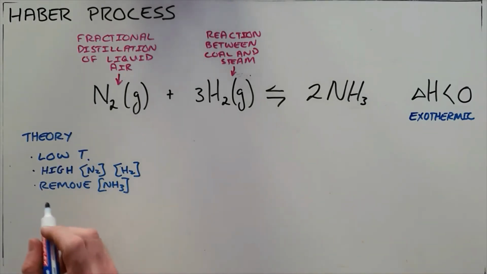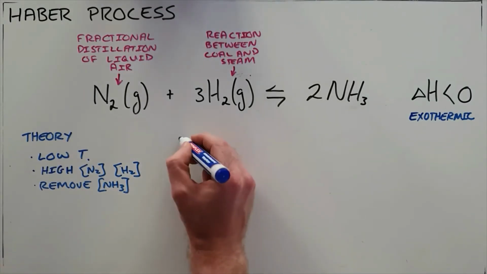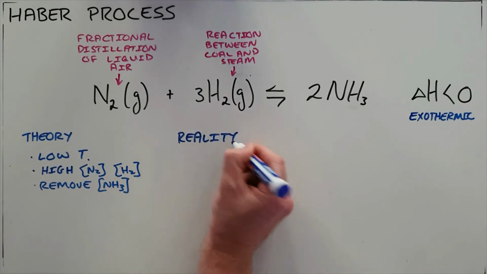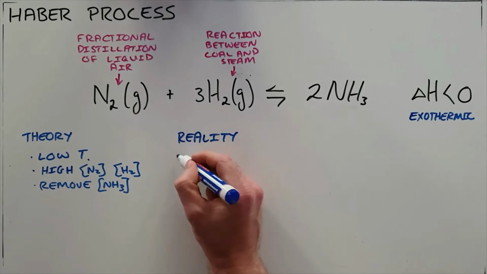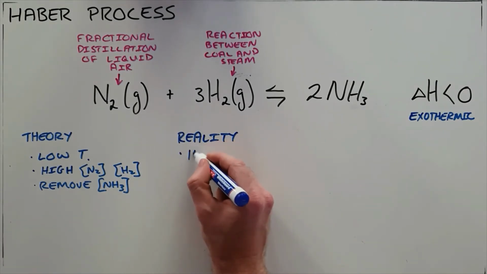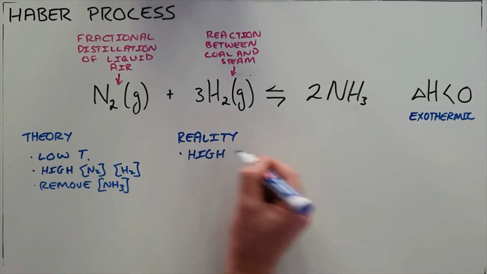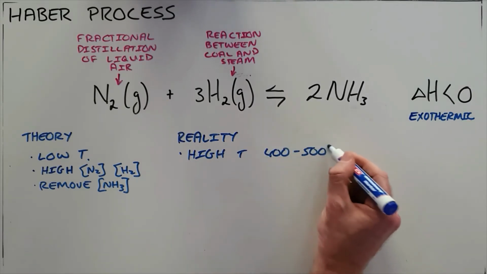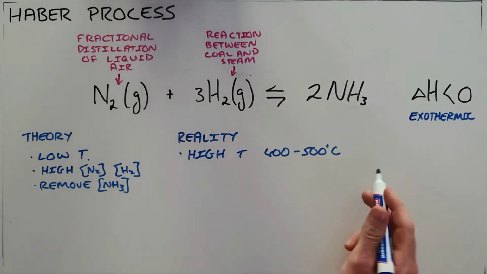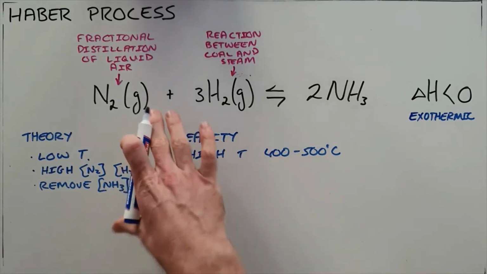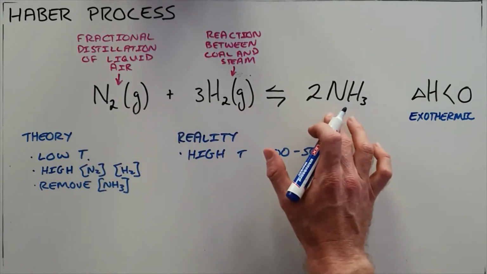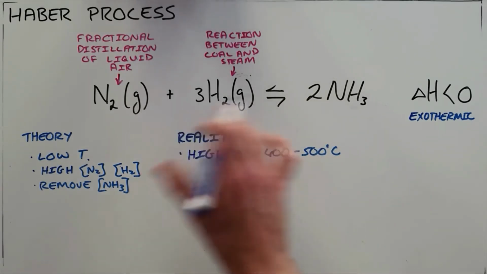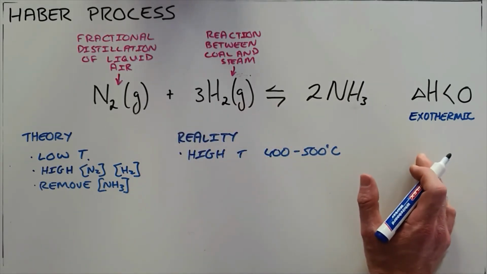And then what we find in reality is the following. In reality, this reaction needs to take place at a slightly higher temperature, normally somewhere between 400 and 500 degrees Celsius. The reason for that is that this reaction would take place very, very slowly if we did it at normal room temperature. So we prefer to do it at a higher temperature to increase the rate of reaction.